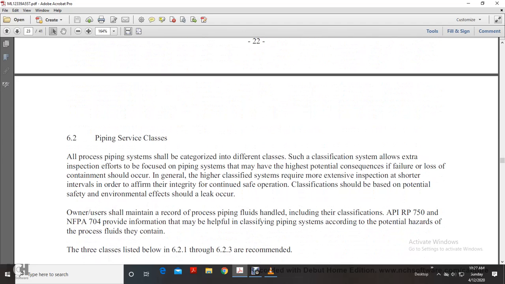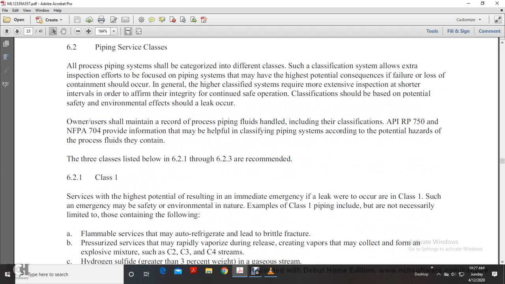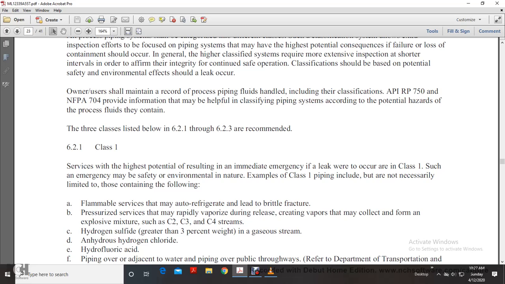6.2 Piping service classes. A process piping system should be categorized into different classes. Such a classification system allows the inspection efforts to be focused on the piping systems that may have a high potential consequence of failure. Loss of contents that could occur within generally higher-classified systems requires more extensive inspection or shorter intervals. In order to affirm the integrity for continued safe operation, classification should be based on potential safety and environmental effects should a leak occur. Owners and users should maintain a record of process piping fluids handled, including their classification per API Recommended Practice 750 and the National Fire Protection Association 704, which provide information that may be helpful in classifying piping systems according to the potential hazard of the process fluids they contain. The three classes listed below in 6.2.1 through 6.2.3 are recommended.